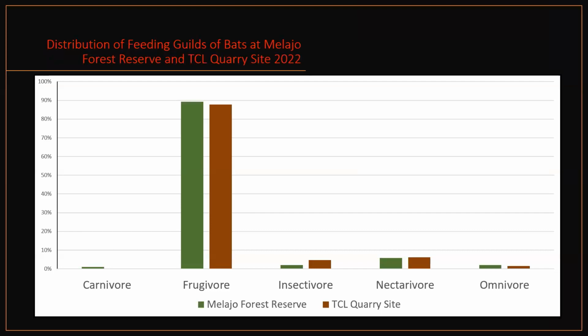Here you can see a bar graph showing the distribution of feeding guilds of bats at the Melajo Forest Reserve and the TCL quarry site in 2022. And as you can see clearly, frugivorous bats dominated both project sites.